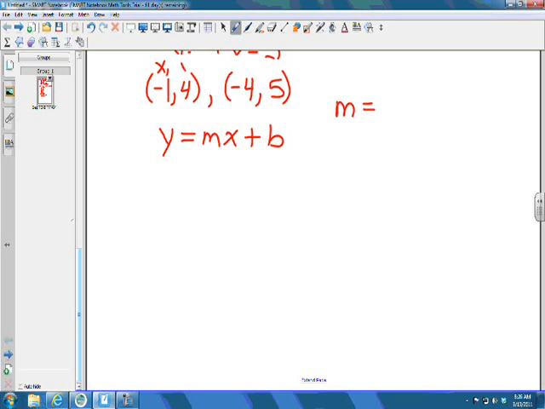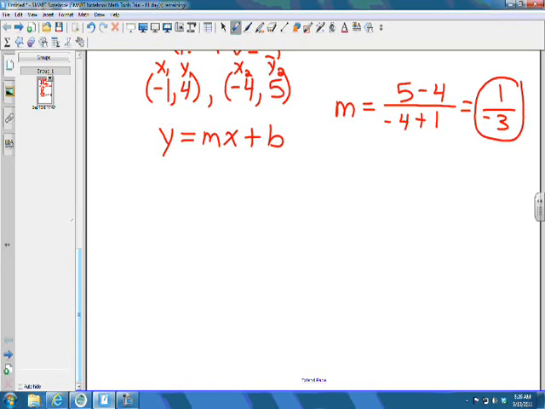So remember, that's x1, y1, x2, and y2. So you probably want to copy the slope formula on top here. So y2 minus y1 would be 5 minus 4. x2 minus x1 would be negative 4 plus 1, or minus negative. So what do we have on top? 1 over negative 3. So that's your slope. Negative 1/3.